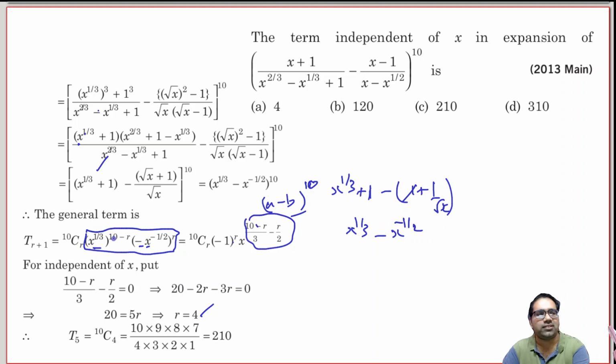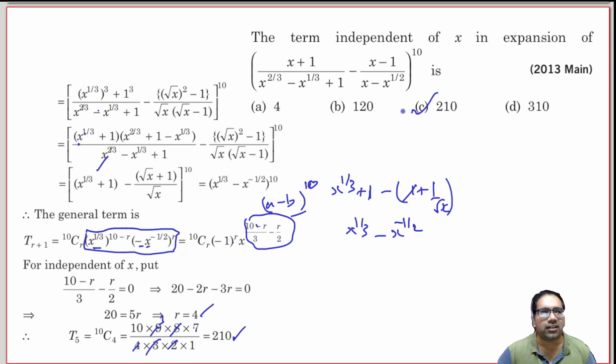So what is the coefficient? What is the term? The term is actually 10Cr, 10C4. What is 10C4? 10 into 9 into 8 into 7 by 4 into 3 into 2 into 1. So this we can easily simplify. 3 into 7, 21 into 10, 210. 10C4 is actually equal to 210. So the correct answer is 210.